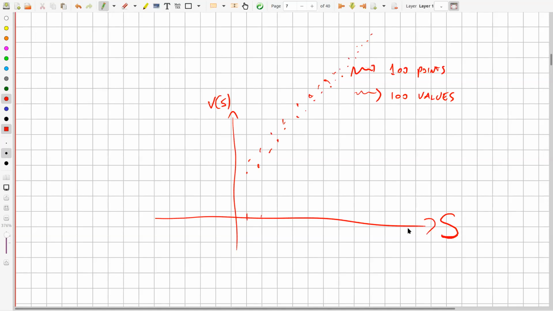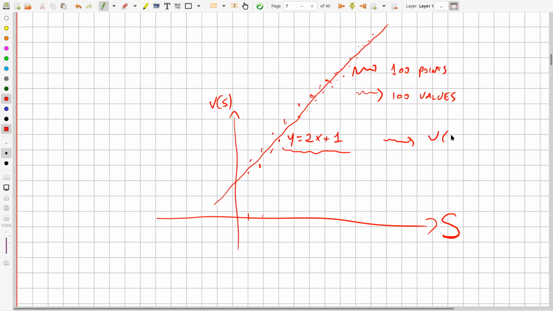But once you do just a simple linear regression in this case, you can find a line this way. Let's say this line is something like 2x plus 2, or 2x plus 1. Then this means that once you have this, you can say that the value of a state S is equal just to 2 times S, assuming S is a number on this line, of course. And so you don't need any more 100 values. You just need 2 values.